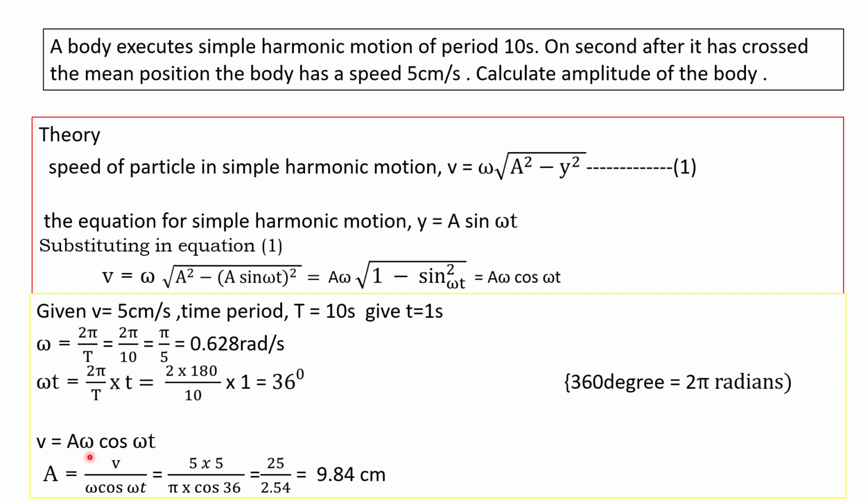v is equal to a omega cos omega t. So a is equal to v by omega cos omega t. v is equal to 5, omega is pi by 5. Pi is here and 5 goes to the numerator, cos omega t. So for omega t, substitute 36 degrees. On calculating, we get amplitude A is equal to 9.84 centimeter.